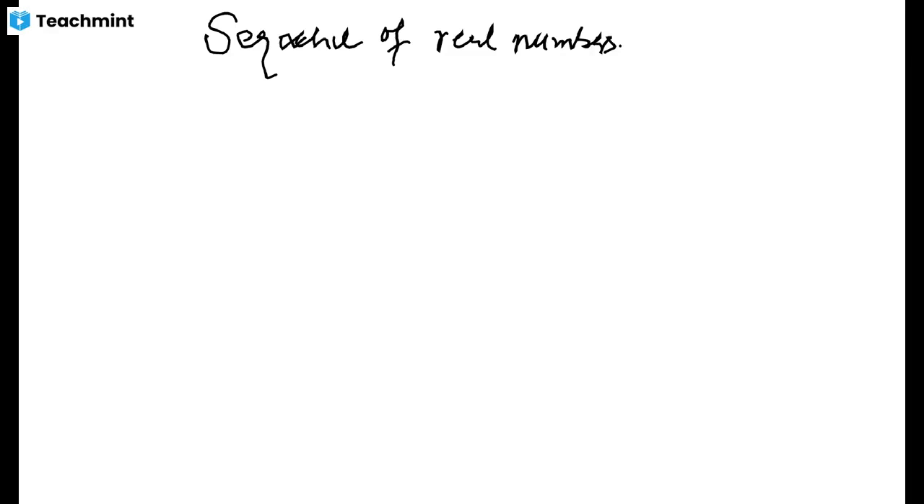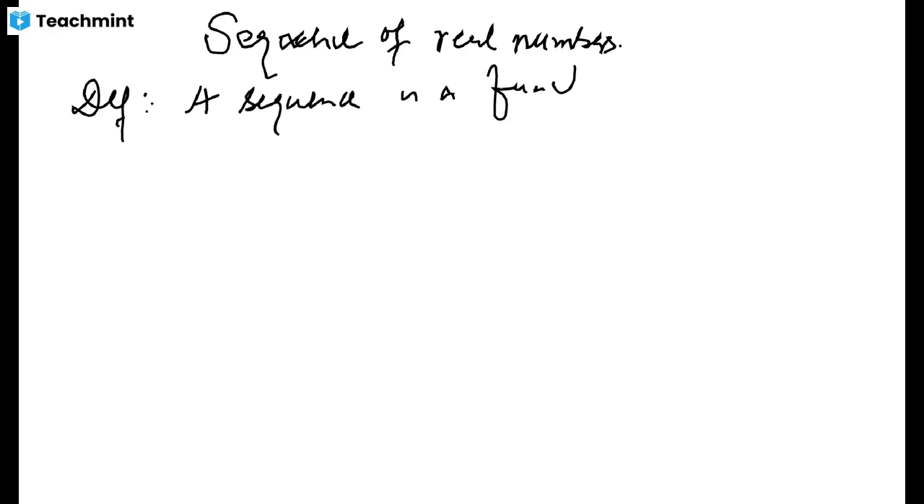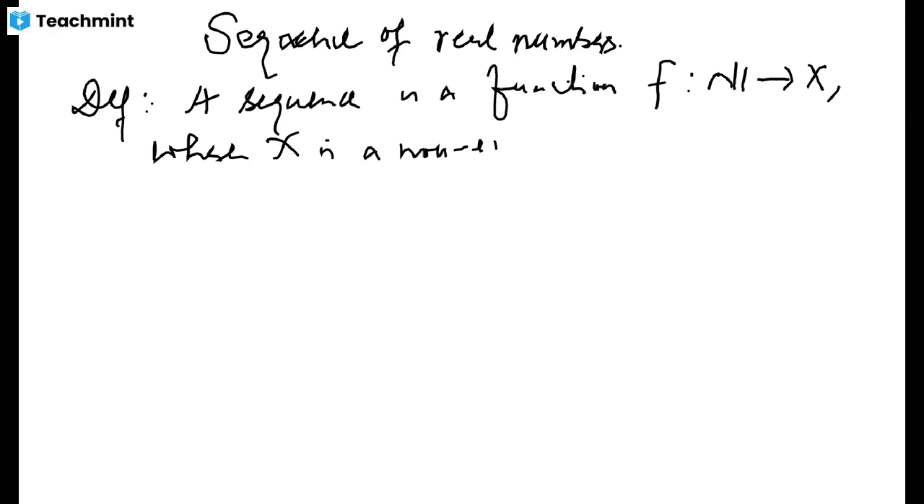A sequence is nothing but a function whose domain is the set of natural numbers, and that means a sequence is a function f from the set of naturals to X, where X can be any set, where X is a non-empty set. And clearly, X cannot be empty because for that you will not be able to define a function.